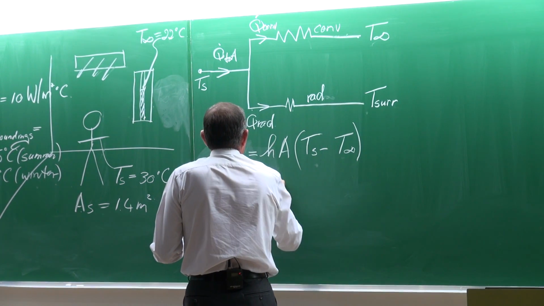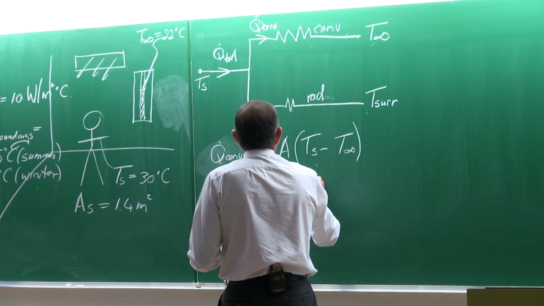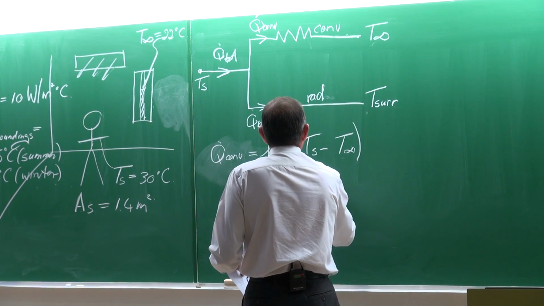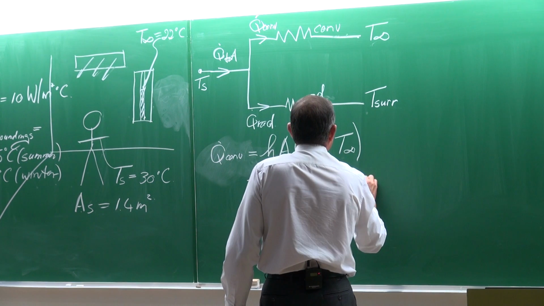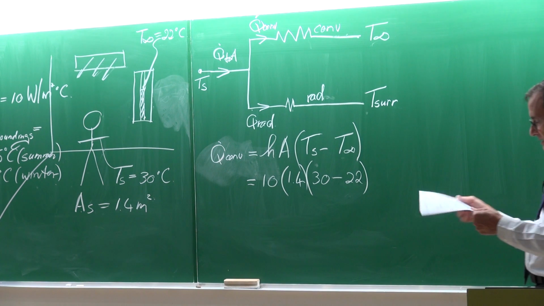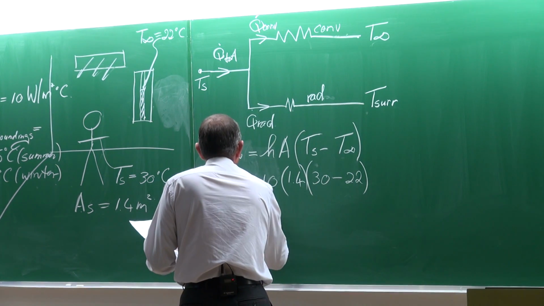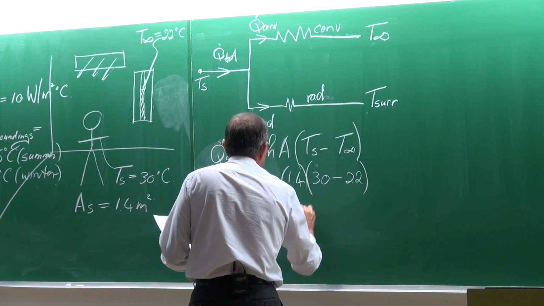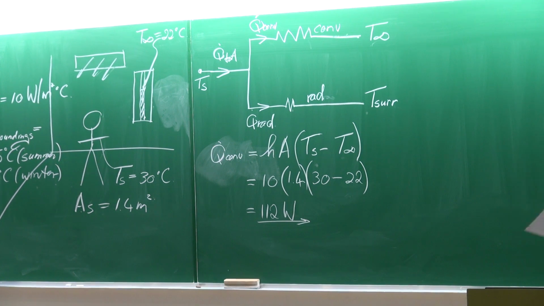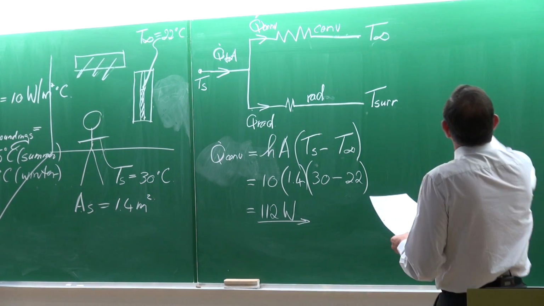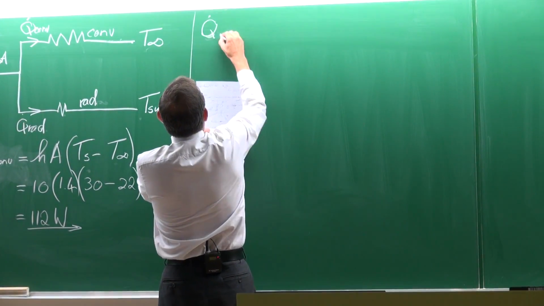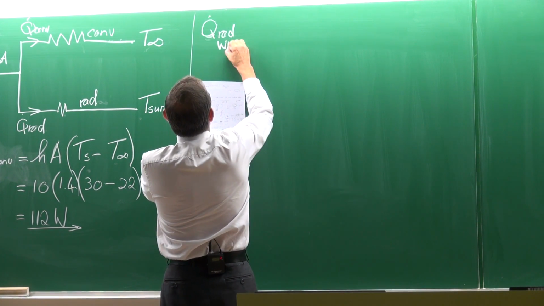The heat transfer coefficient is going to be 10, that has been given. Your surface is 1.4 square meters. Your surface temperature is 30, and the room temperature is 22, that of the ambient. So if we calculate that, then it is equal to 112 watts of heat transfer to the surface air. However, let's look at the radiation heat transfer in winter.